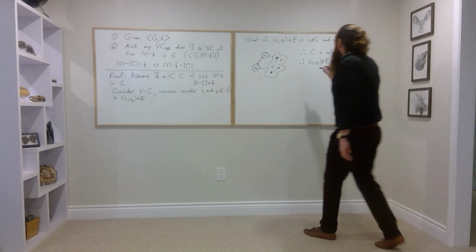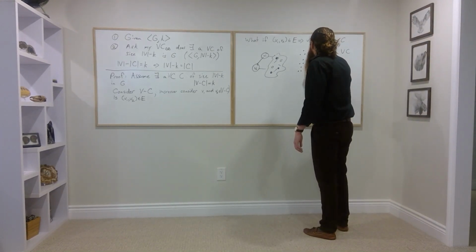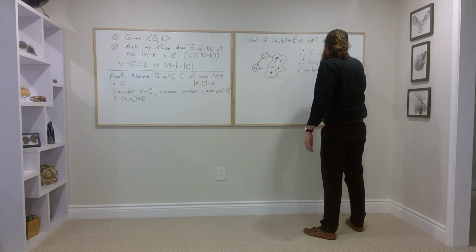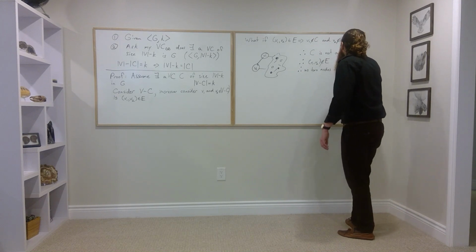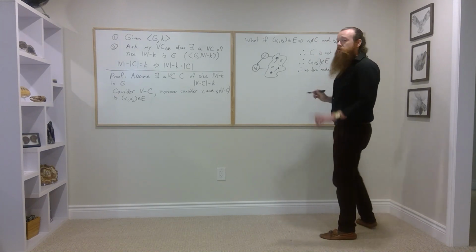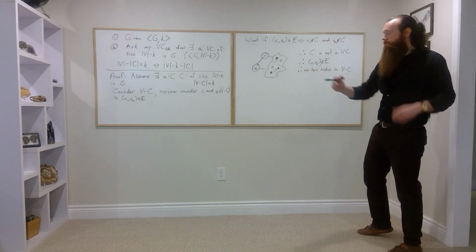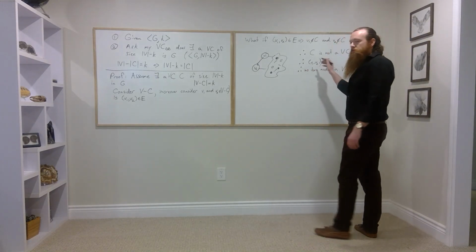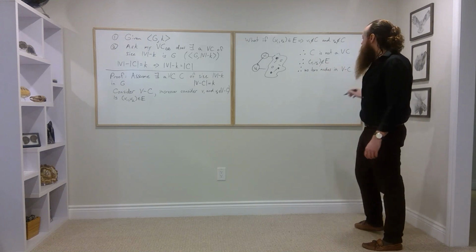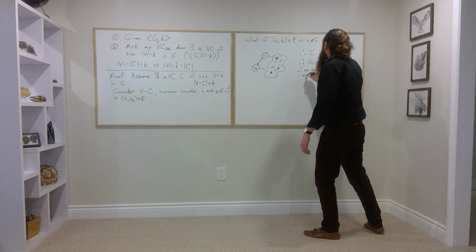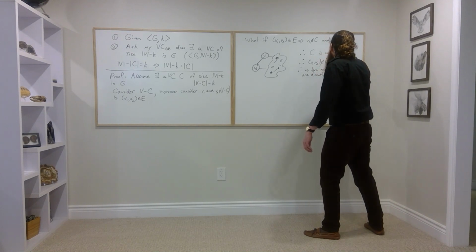Well, therefore, no two nodes or vertices in V minus C are directly connected. What do I mean by directly connected? There's no edge between them connecting V1 directly to V2. So no two nodes in V minus C are directly connected.